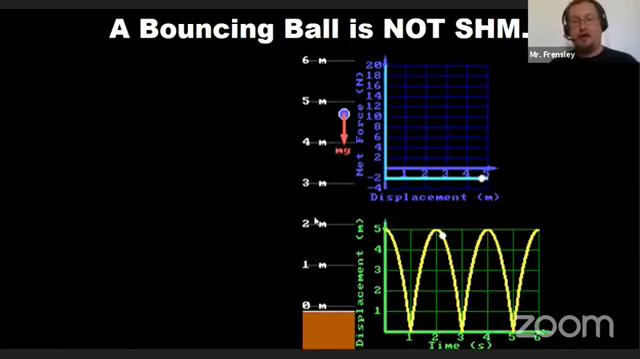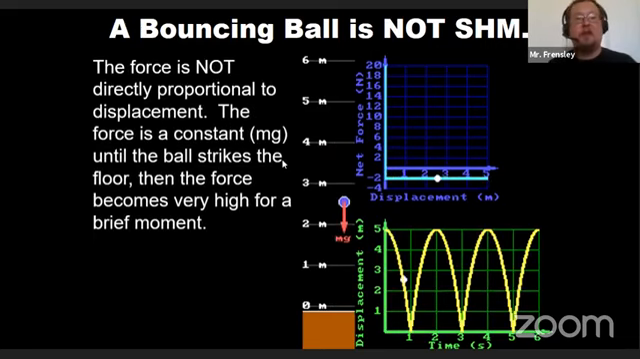So we got a bouncing ball here, right? And you can see that I made a graph, the blue graph of force versus displacement. Displacement here is how high the ball is. And you'll see that that is not a direct proportion. It's not a line through the origin. So the force is not directly proportional to displacement. Why? Because the force versus displacement is not a line through the origin.